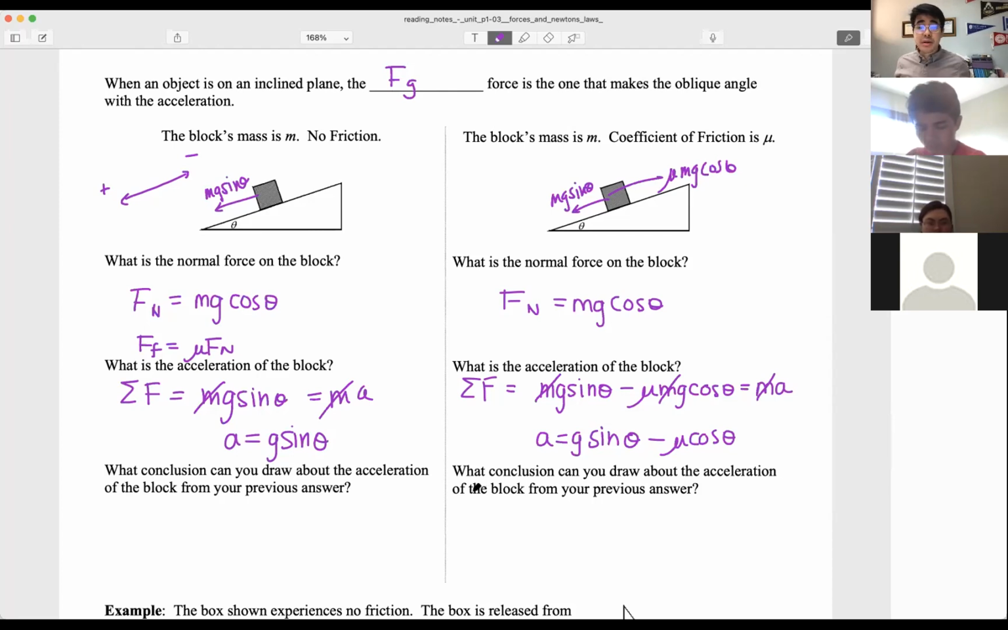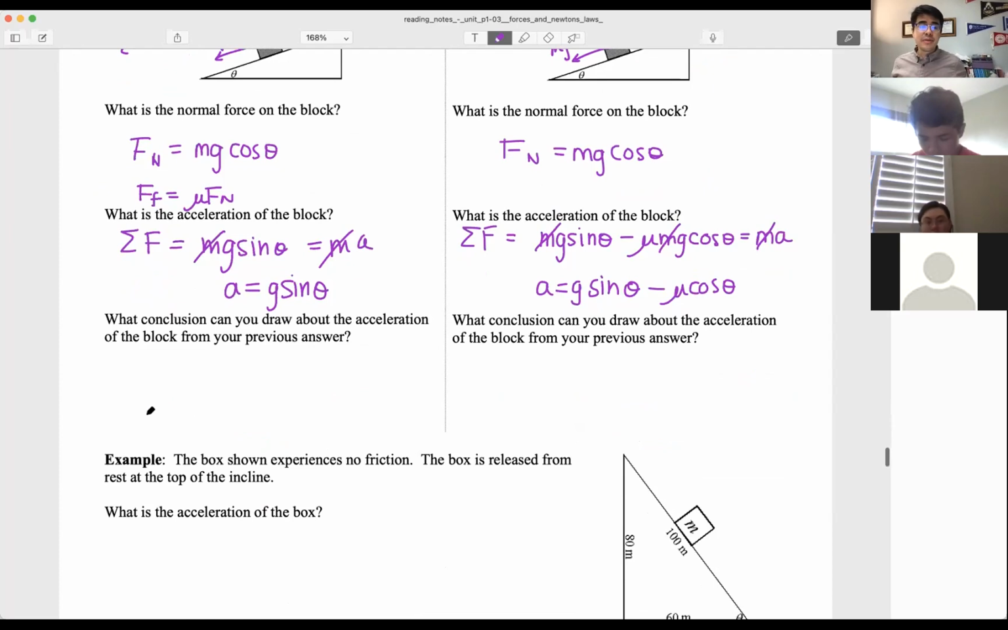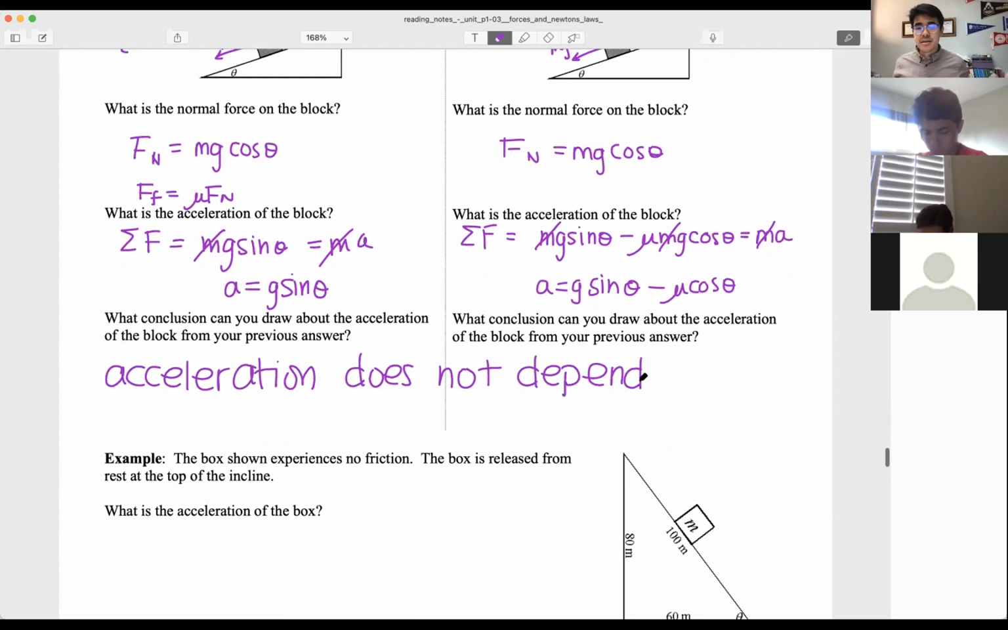So in both situations, what conclusion can we draw? We can draw that the mass doesn't matter. Anytime you cancel it out, we can say the acceleration does not depend on mass. That's how you say it doesn't matter in a formal way. It does not depend on or is independent of mass.